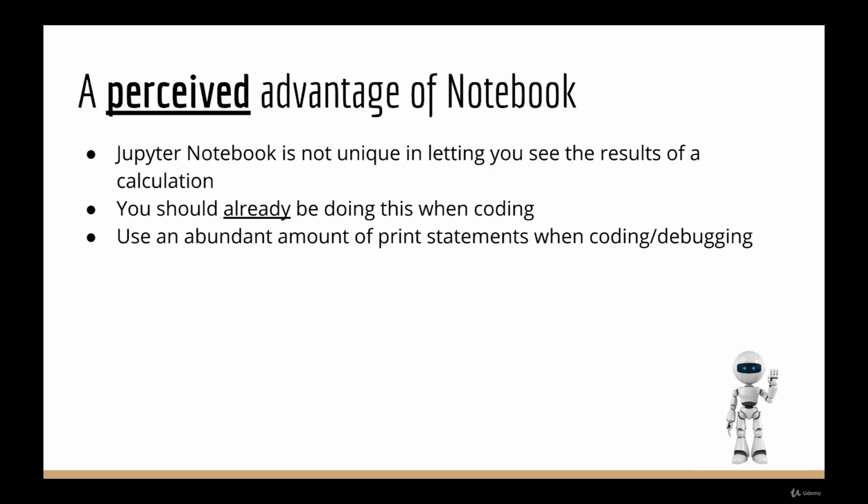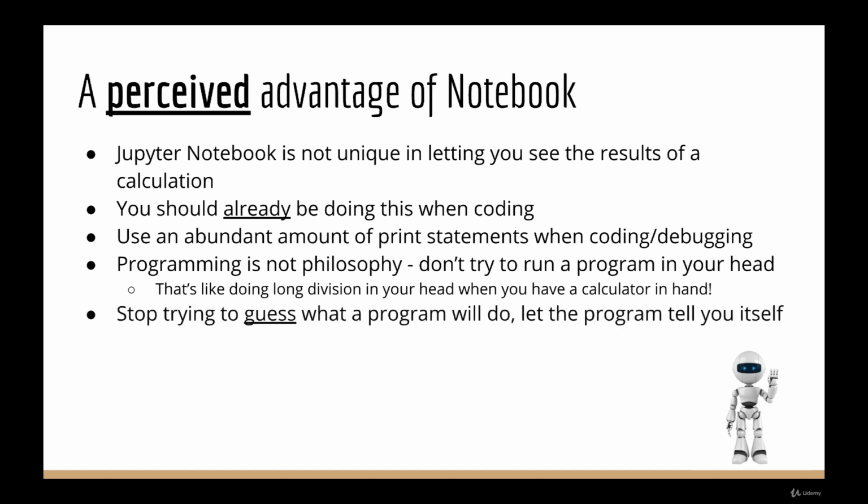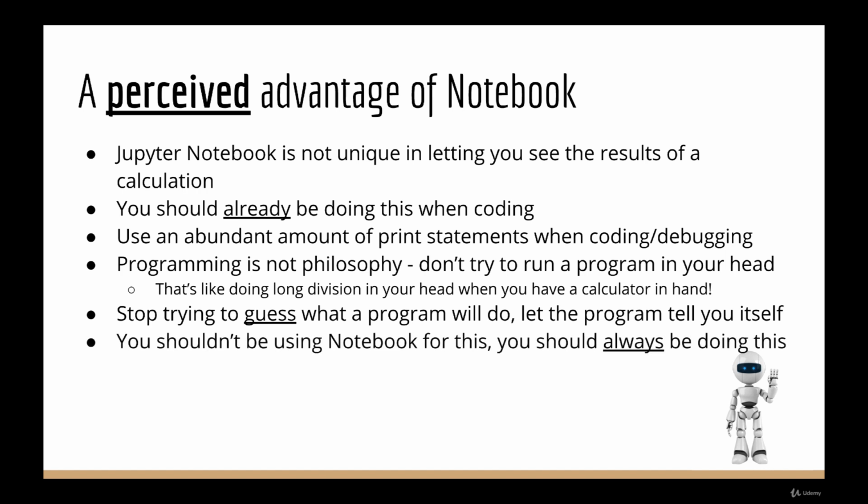Remember, programming is not philosophy. You're not supposed to be running a program in your head. That's like trying to do long division in your head when you have a calculator in your hand. So just by printing things out, you can be more efficient. Stop trying to guess what a program will do, and just let the program itself tell you what it's doing. The key takeaway here is, you should always be printing things out. The fact that Jupyter Notebook shows you the result of each block of code is not simply a happy surprise.